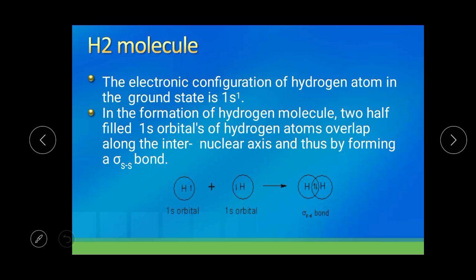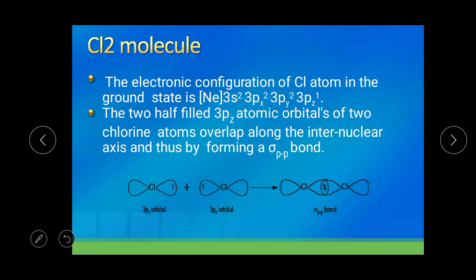H2 molecule. For example, if we take the H2 molecule, the electronic configuration of the hydrogen atom is 1s1 in the ground state. So in its valence shell it has only one electron, so it is unstable. For stability, two atoms combine with each other and form a sigma s-s bond. It is linear. And for example, the Cl2 molecule, its atomic number is 17.